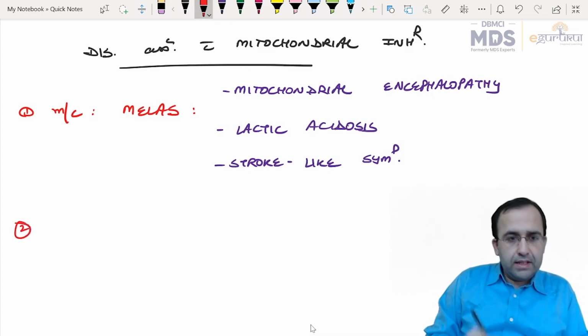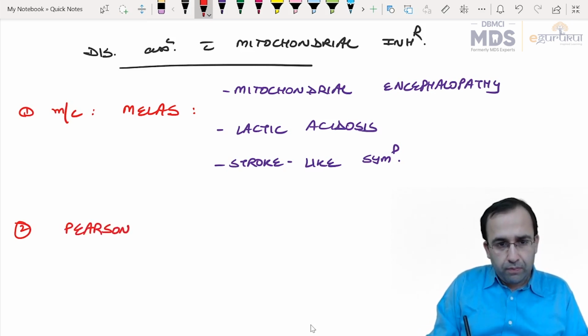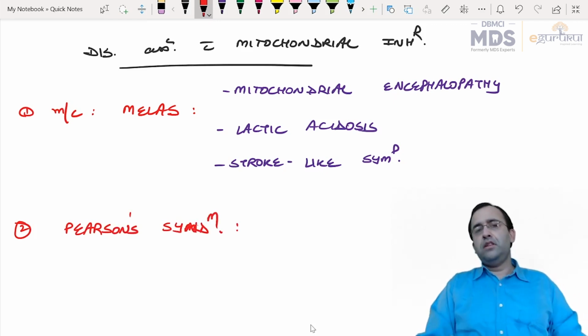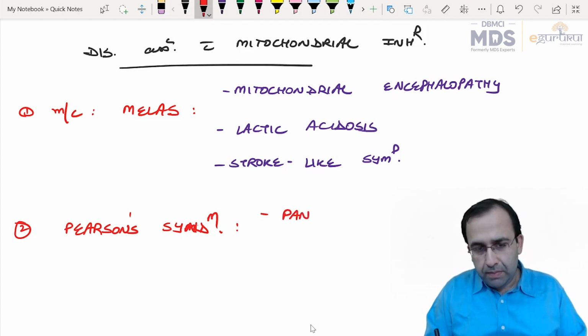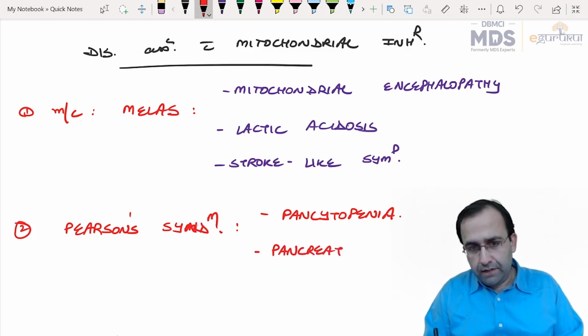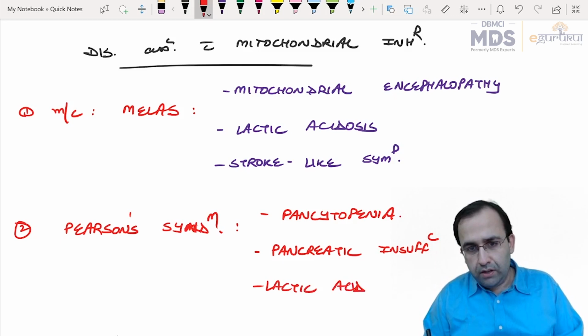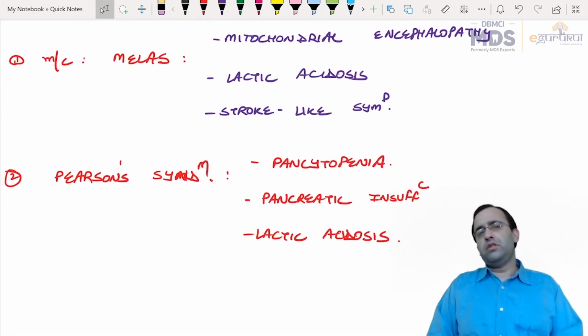Next disease associated with mitochondrial inheritance is Pearson's syndrome. Pearson's syndrome is associated with pancytopenia, pancreatic insufficiency and lactic acidosis.